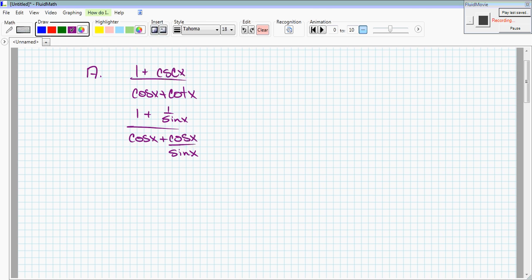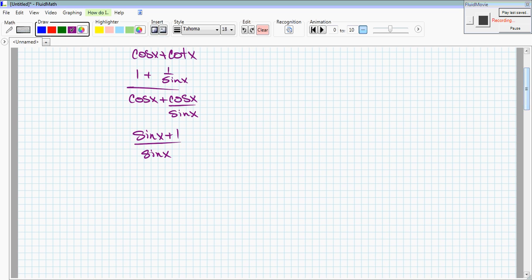Alright, now we have a complex fraction, which is a fraction within a fraction. In order to solve this, what we want to do is make the numerator a single fraction. Same thing with the denominator. In order to do that, we need a common denominator here. So we need to multiply this by the sine of x over the sine of x, which gives us the sine of x plus 1 over the sine of x.